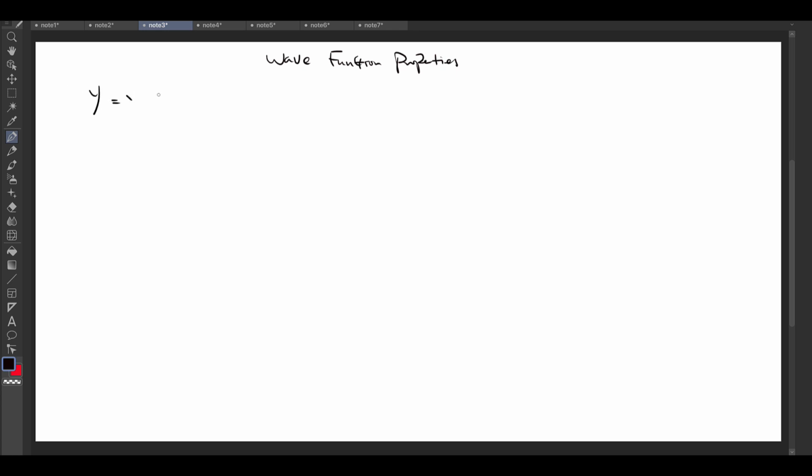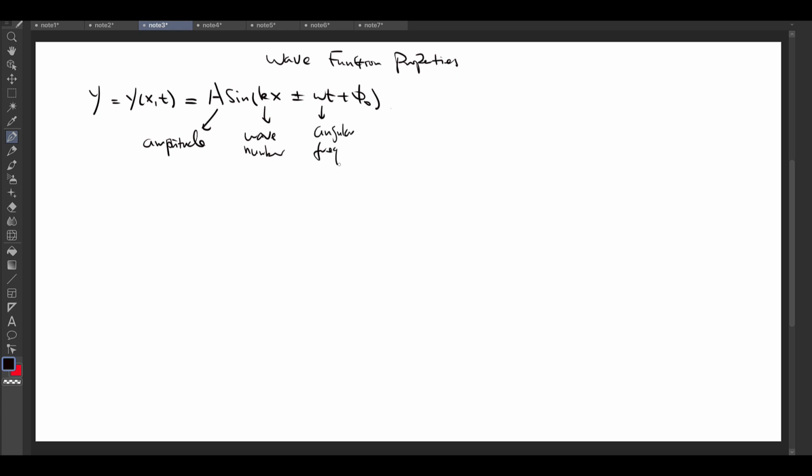So y, a function of x and t, equals A sine(kx plus or minus omega t plus phi naught). Now A here again is the amplitude of the oscillation. Now k you already know is the wave number. Omega is the angular frequency. Phi naught is the initial phase constant.